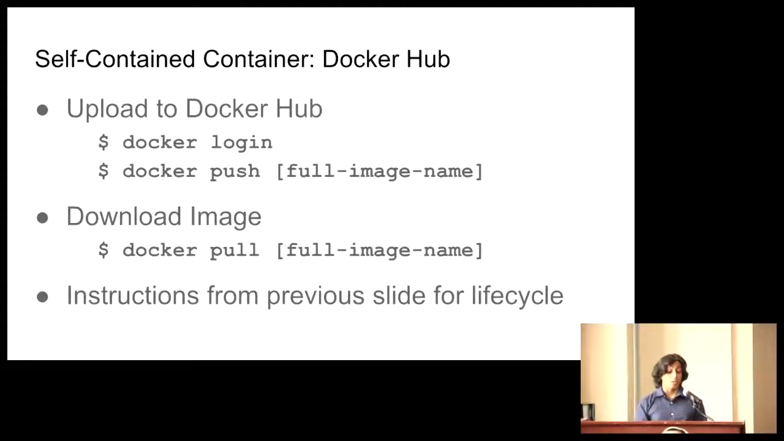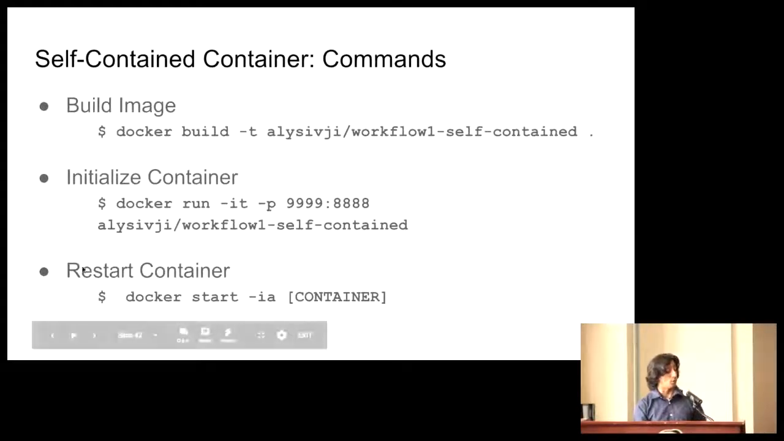So now we have our image. We want to upload it to Docker Hub. We can do that by going to our terminal and typing docker login to get into our account. Then docker push, where we'll have our full image name. And then you can have instructions on your website or your blog to tell your users to docker pull your repository, and it'll get that for you. And then they can use the instructions about docker run and docker restart to get up and going with your container.